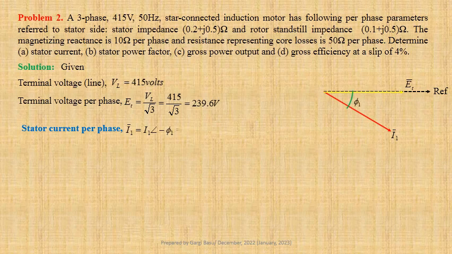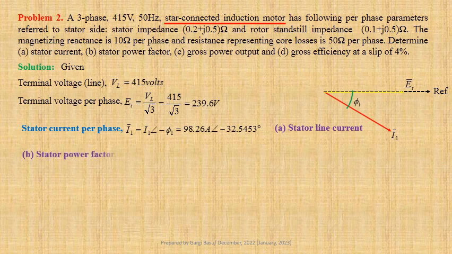In polar form, we can write stator current per phase I1 equals I1 at an angle minus phi1 equals 98.26 ampere at an angle minus 32.5453 degree. For star connected induction motor, stator current per phase equals stator line current. Let us now calculate stator power factor. Cos phi1 equals cos of 32.5453 degree, that is equal to 0.843 lagging.